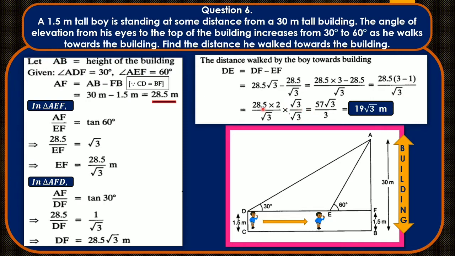After solving, you will get this. But here again you can observe that under root 3, an irrational number, is in the denominator. So do rationalization. After doing so, we'll get 19 into under root 3 meters. This is the distance that the boy walked towards the building. I hope this is clear to you.